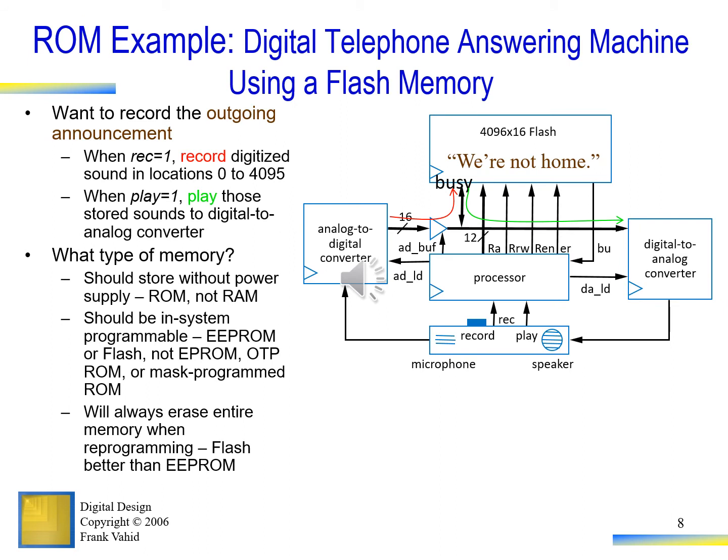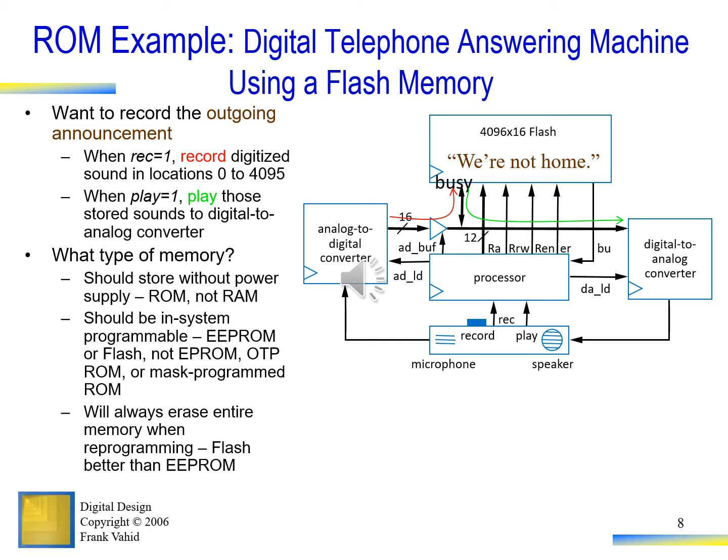So the ROM is used in a digital telephone answering machine, where you have to program the answering machine once. What we do is, when you press the record button, the processor gives a command to the A to D converter to load. So the analog voice is converted to 16-bit digital voice, and that voice is stored in the programmable flash ROM. For example, "we are not home." The locations are 0 to 4096. So there will be a write signal, read write address, and there will be a ROM enable.